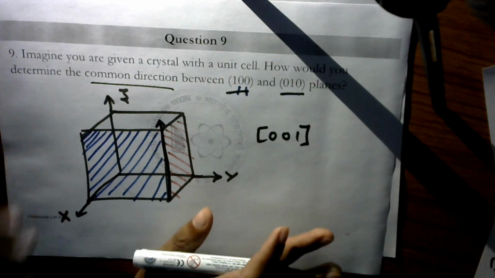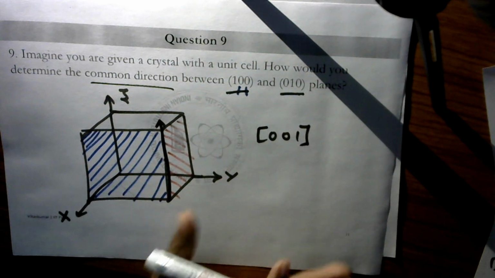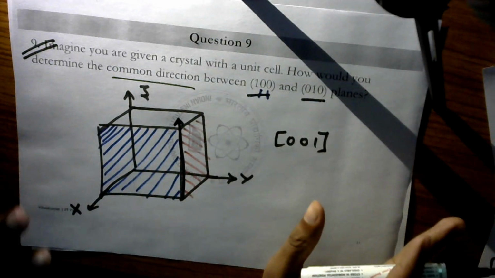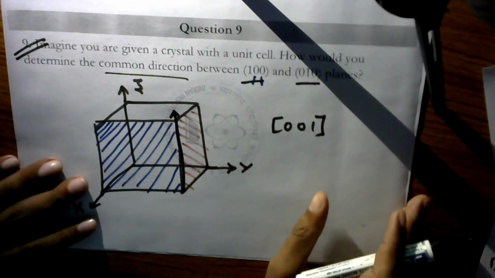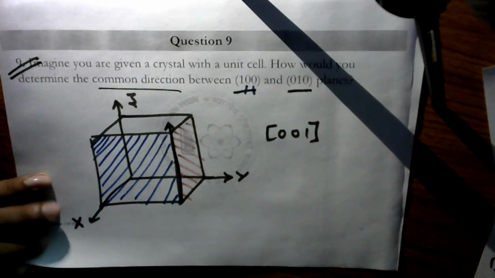So see, it's not like always you have to do the complicated algebra. Sometimes just by the visualization also you can get the answer. So these are just two questions which we have solved on the Weiss zone law. In the upcoming questions, we'll see how else we can use these things.